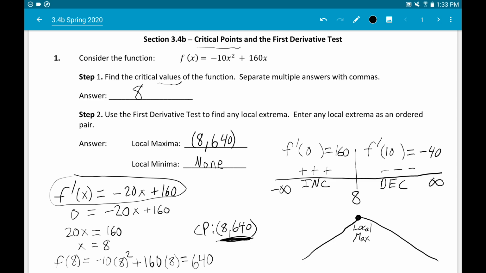Okay, so that's your process. This whole process together is called the first derivative test. It's finding the extrema, the local maxes or local mins, on a function. Okay. All right, let's look at another.